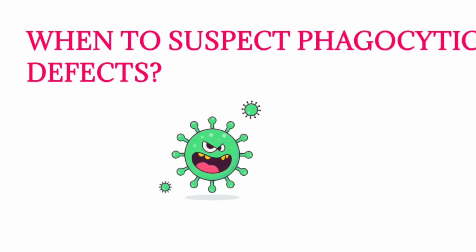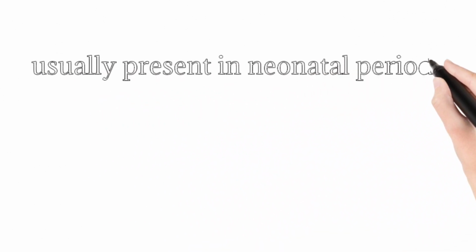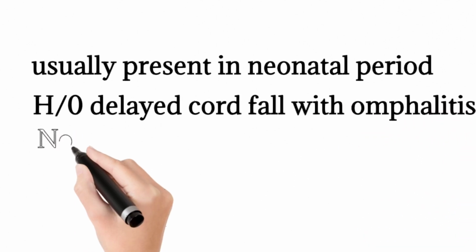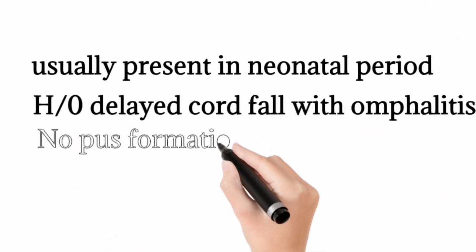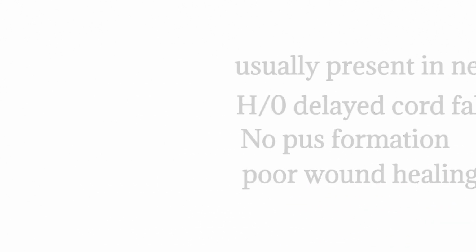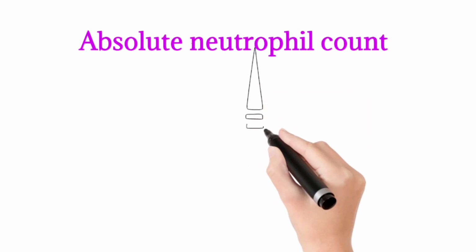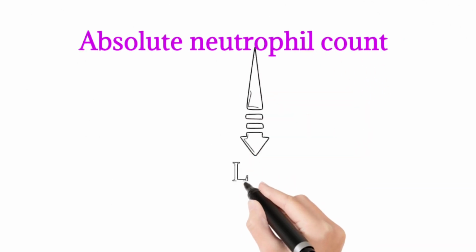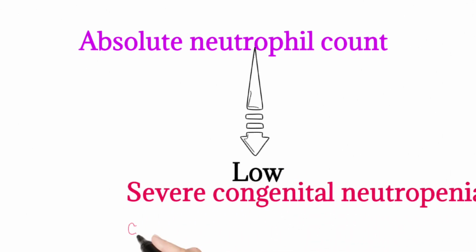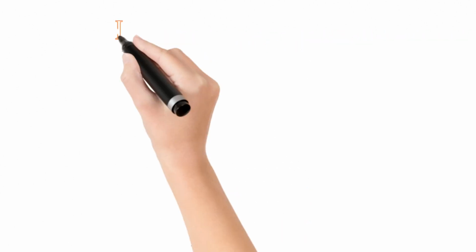Okay, so how to proceed? Now in history we will find the child in neonatal period has history of delayed cord fall with omphalitis, no pus formation, history of poor wound healing. Okay, with all this history and absolute neutrophil count, if we get its value low, we have the differential of severe congenital neutropenia and cyclical neutropenia.